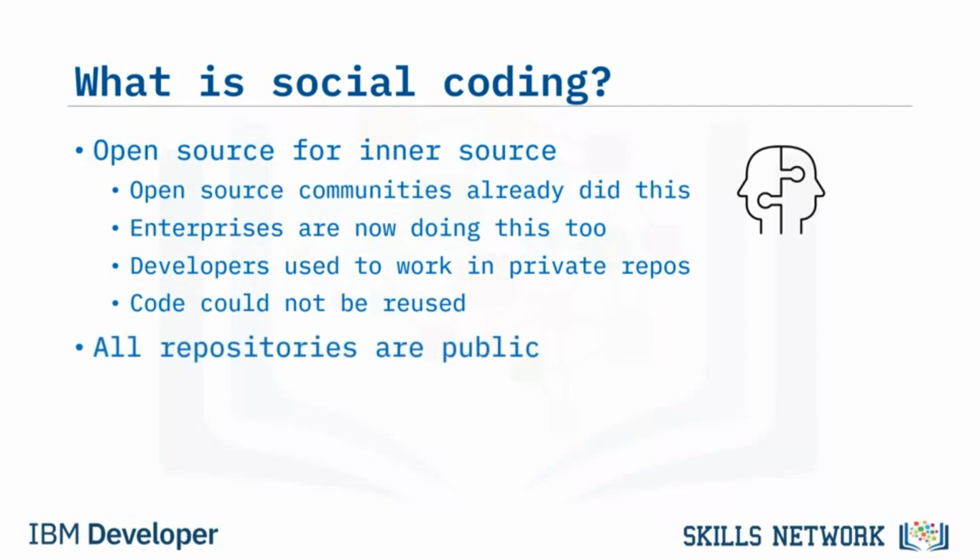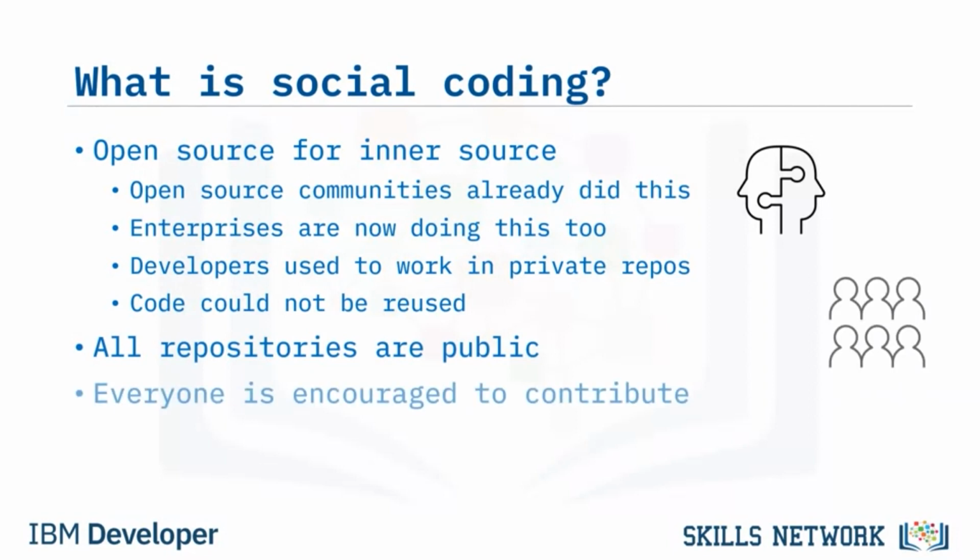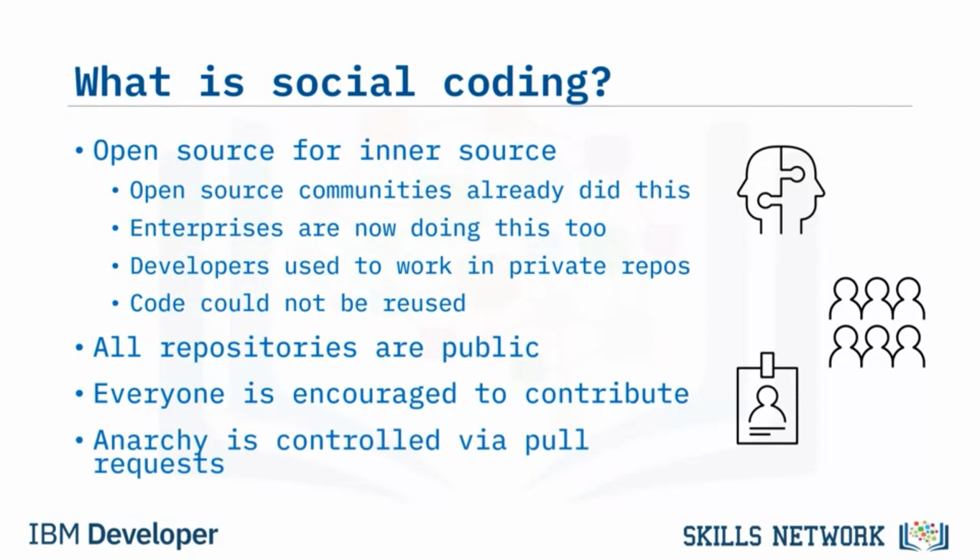With social coding, repositories are public, and everyone is encouraged to fork the code and contribute. This is a vastly different way of thinking. Development teams love to think this is my code and no one can touch it, but they need to get over that for the good of the company. You would think that anarchy would ensue, but actually it works quite well because it's controlled by the repository owner. The person who owns the repository is still in complete control of the contributions.